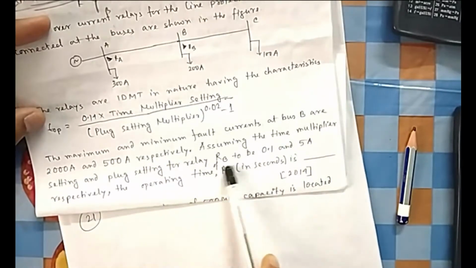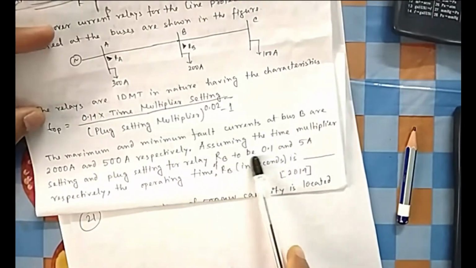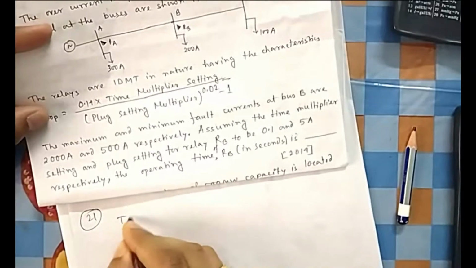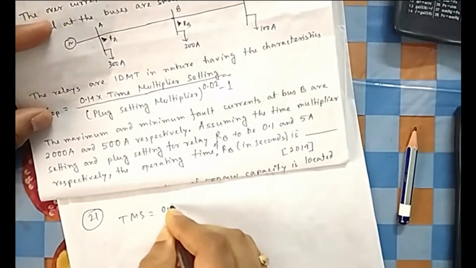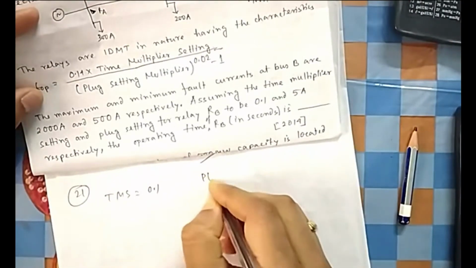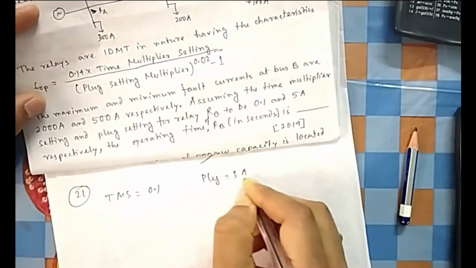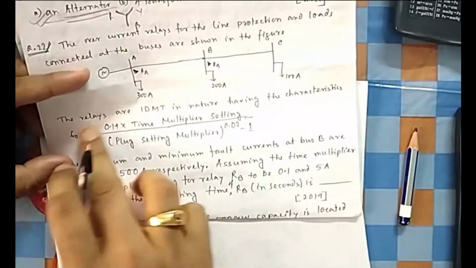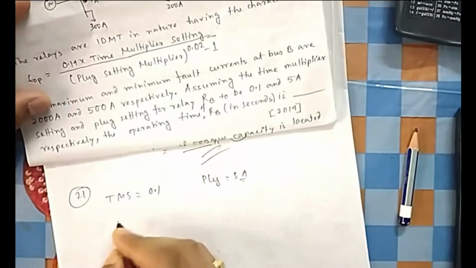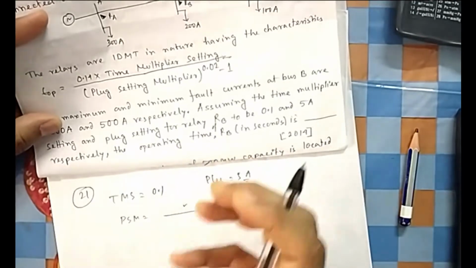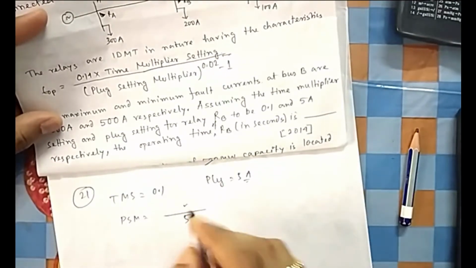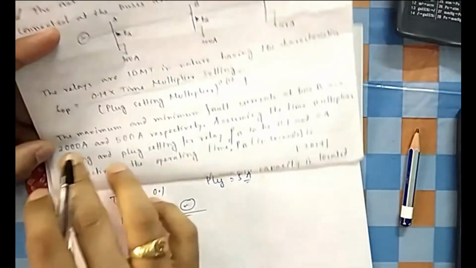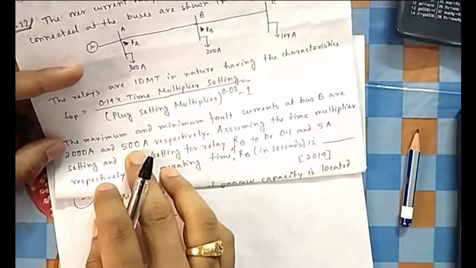Assuming the TMS and the plug setting, they have given TMS, the time multiplier setting, as 0.1, and your plug setting is 5 ampere. That is the threshold; anything above 5 ampere, the operating time of the relay. So here is the operating time. You need PSM, so for PSM I need the fault current in the secondary. What is the fault current it is playing, and the plug setting is given as 5. So what is the fault current? Which fault current will you take, 2000 or 200?